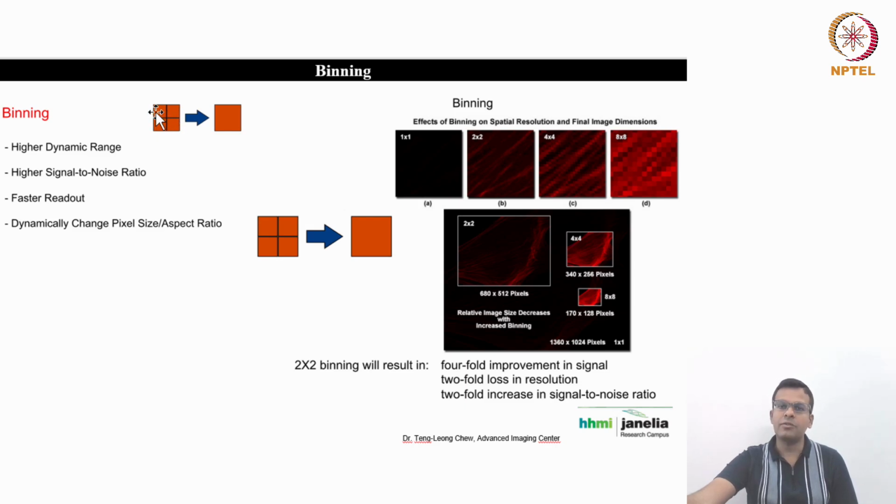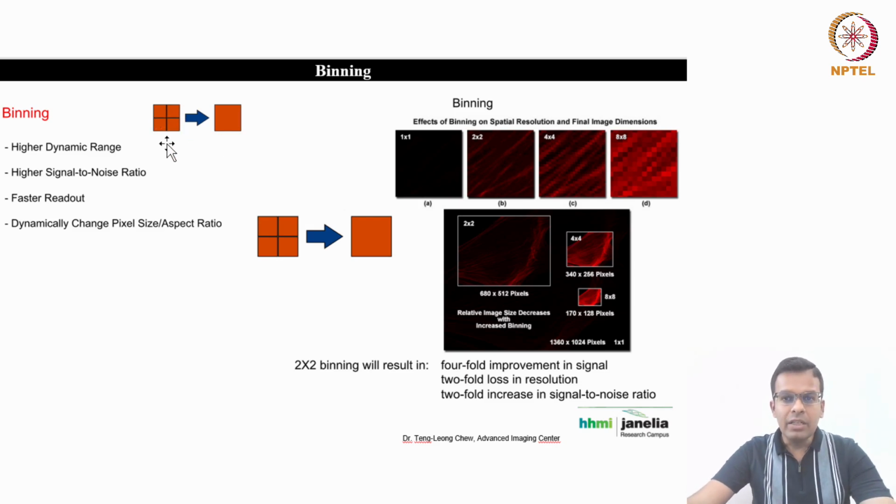Suppose you are combining the electrons from 4 pixels in X and 4 pixels in Y, it is known as 4 by 4 binning. Or even if you combine the electrons from 8 by 8 pixels, then it is known as 8 by 8 binning. And 1 by 1 binning is actually the real image. There is nothing like binning in 1 by 1. It's a regular image without any binning, whereas 2 by 2, 4 by 4 or 8 by 8 binning mixes the electrons from different pixels. Now, what are the advantages and disadvantages of this binning?